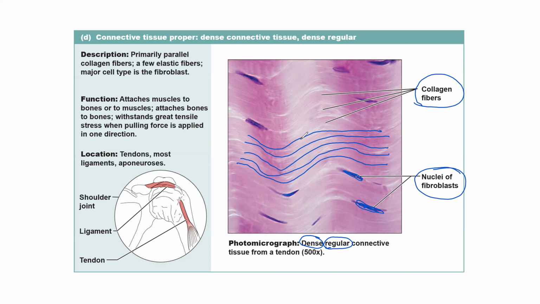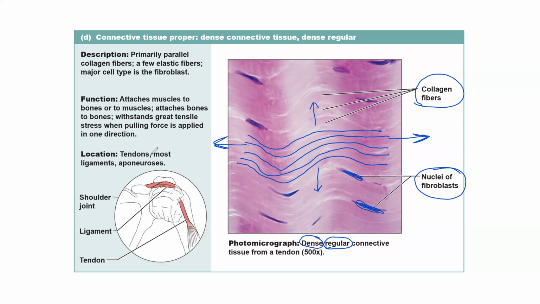Because you have lots of collagen fibers and they're pretty strong material, you can withstand tensile stress, but only when you pull along the fiber. If you pull this way or that way, this tissue is good at withstanding the force. But if you start pulling in this direction or that direction, then you will separate those fibers. So that's why the location is where you need to withstand this tensile stress in one direction.